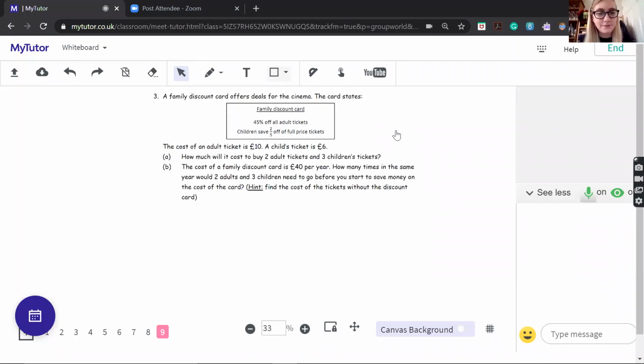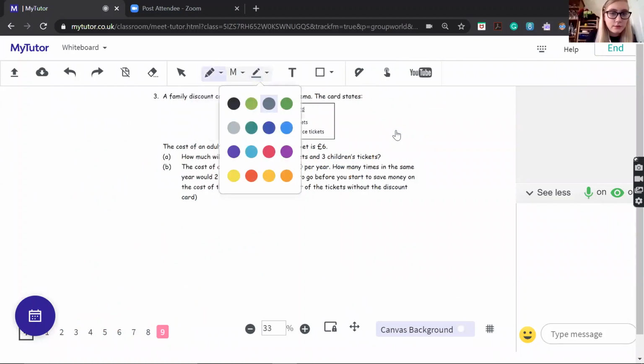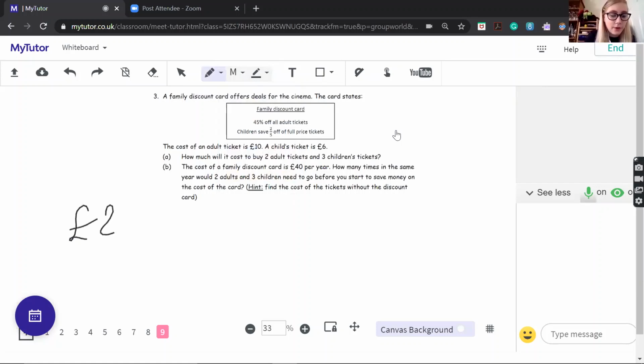So what we're going to do here is use this hint which says find the cost of the tickets without the discount card. So that's what we'll do. Without the discount card, we still get this discount. So it's what we said. The cost of these tickets is £21.80, because the first question was 2 adults and 3 children. Oh, in fact, let's draw a nice little grid. Look at this. So we'll say with the discount card, without the discount card.